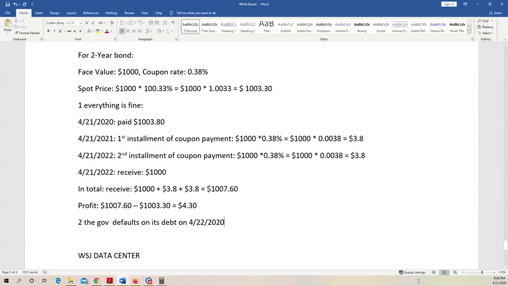So if the government defaults, the worst case, right after you just purchase the bond, right? So overall, you're going to receive how much money? 0. Because of default, right? You won't receive anything. But wait a minute, you have already paid how much money?